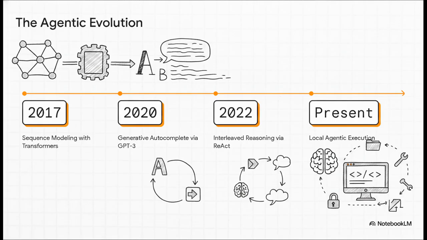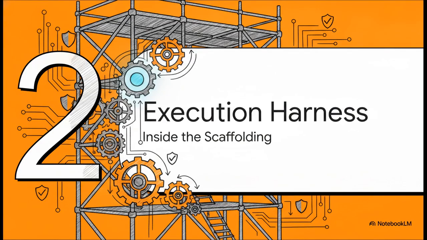But present day, that brings us to something entirely different: local agentic execution. We've evolved from simple sequence modeling to a true embodied AI that lives right there on your local machine. It has access to your local files, it can execute shell commands, and it iteratively reasons, plans, and edits directly inside your development environment. Moving on to Section 2, inside the execution harness.